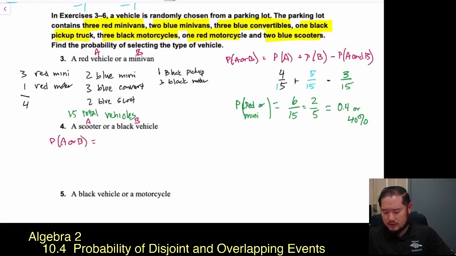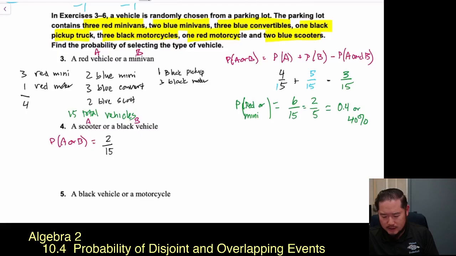So when we go ahead and do this, what is the probability of a scooter? So let's find out how many scooters we have here in this list. It looks like we have a total of 2 scooters. So we're going to go ahead and put 2 out of 15.